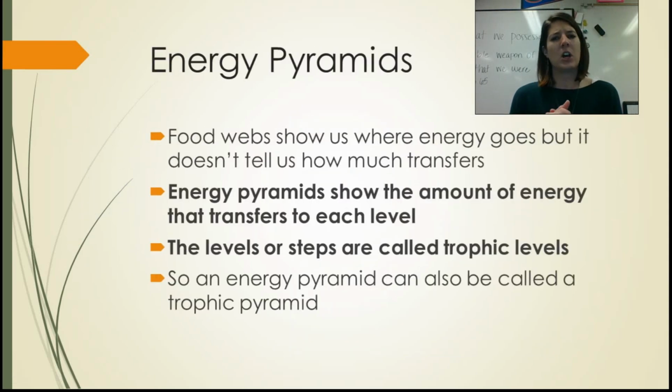Next we're going to talk about something called an energy pyramid, and this might be a new thing for a lot of you. Food webs show us where the energy goes, but they don't tell us how much transfers each time.